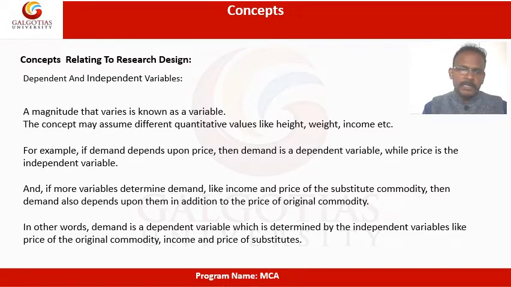And if more variables determine demand, like income and the price of a substitute commodity, then demand also depends upon them in addition to the price of the original commodity. In other words, demand is a dependent variable which is determined by the independent variables: price of the original commodity, income, and price of substitutes. So from this example, we can identify which one is the dependent variable and which is the independent variable. If demand depends upon price, the demand is a dependent variable while price is the independent variable. Simple example.